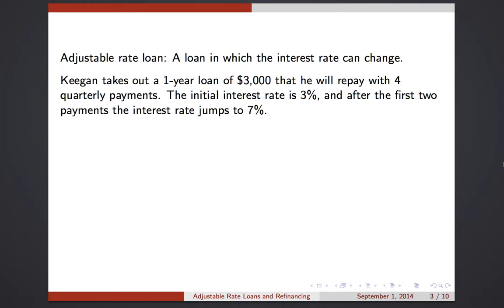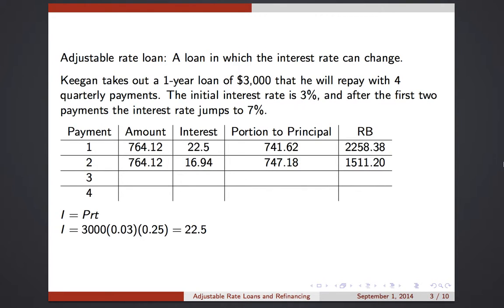So to really analyze what's going on here, I'm going to build an amortization table. I'm going to build the table quickly because we already know how to build these tables. So the construction will go pretty fast here. The first thing you need to do is figure out what the payment amount is. So you do 3 grand for 1 year with 4 quarterly payments at an interest rate of 3%. N is 4, with an APR of 0.03, and the number that pops out is 764.12.